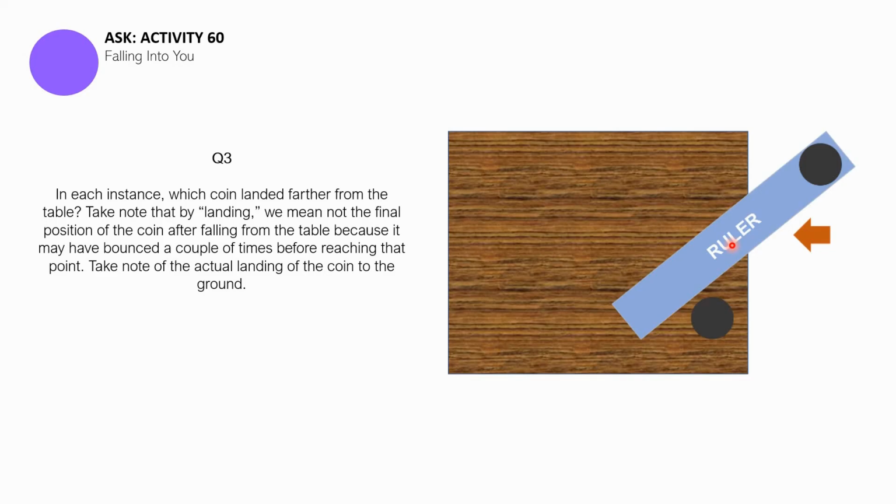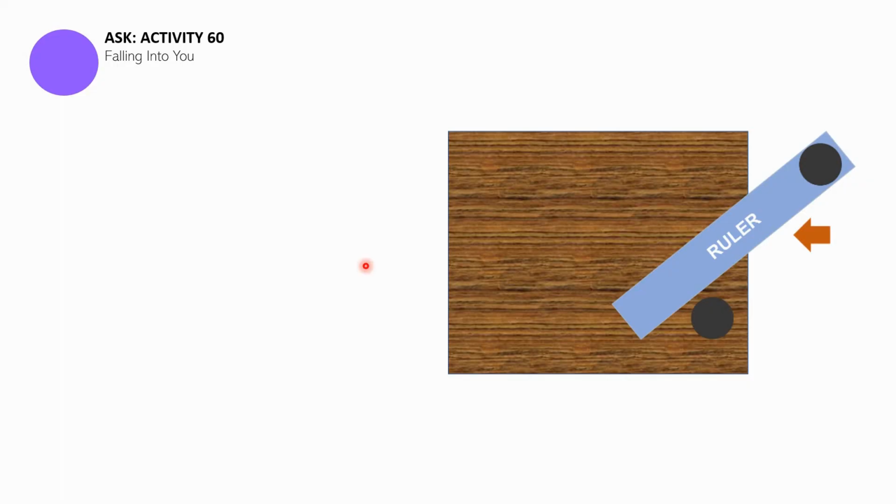Question number 3. In each instance, which coin landed farther from the table? Take note that by saying landing, ang ibig natin sabihin doon is hindi yung final position ng mga coins after falling from the table, kasi pwedeng nag-bounce lang naman sila, di ba? Nung pagkahulog nila. So what you have to take note is yung actual na landing point nila. Kung meron ka na i-prepare na masking tape or erasable marker, pwede ka na magsulat dyan sa floor, so just mark them. You should have marked them. If you haven't, you can repeat the procedure naman and then have new sets of data. Sige, go ahead and answer this question. Are you done? Okay, let's proceed now with the answers.